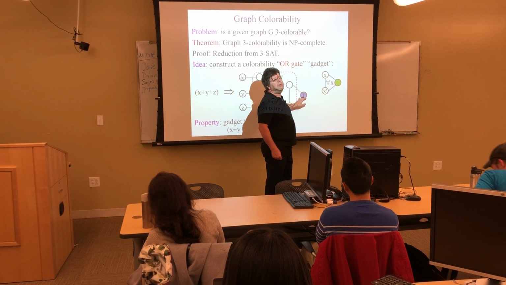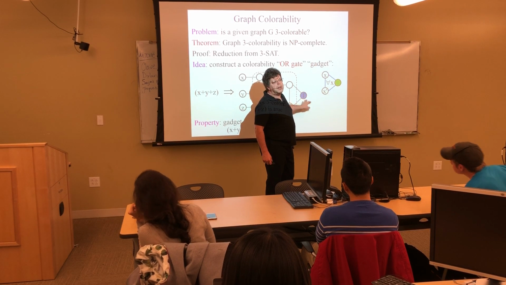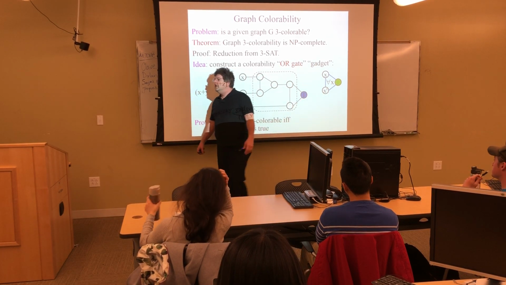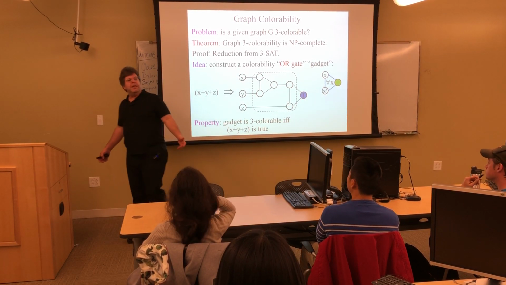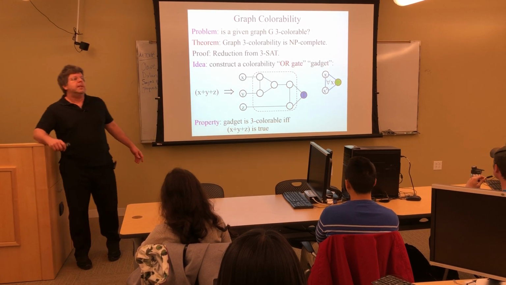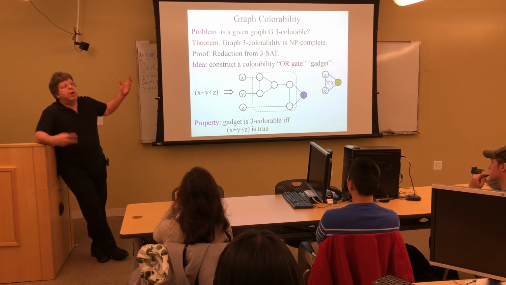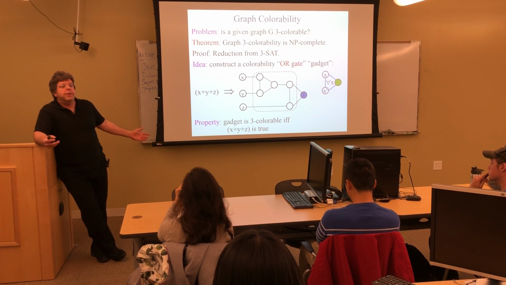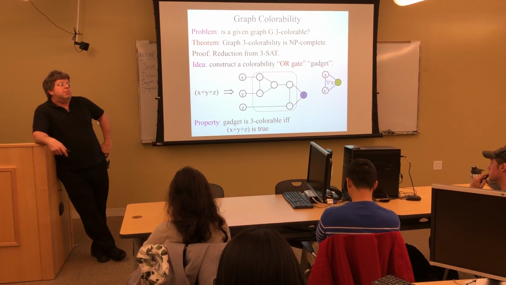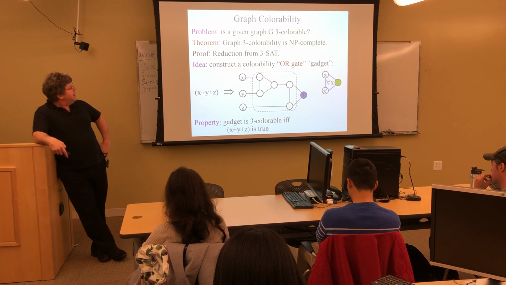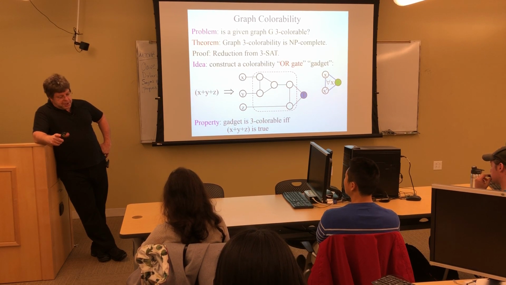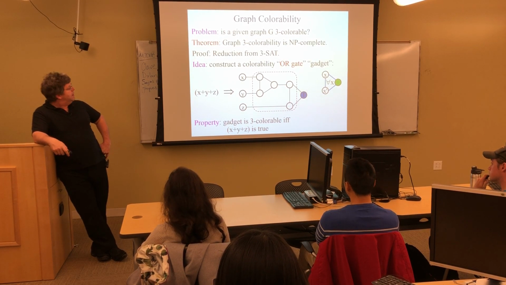There's nothing magic about blue being true. This could have been red, and then red would be true. The colors aren't really blue, red, and green. You could have called them A, B, and C, or Larry, Moe, and Curly, or anything you want. They're arbitrary names, right? But adjacent nodes cannot have the same color, right?